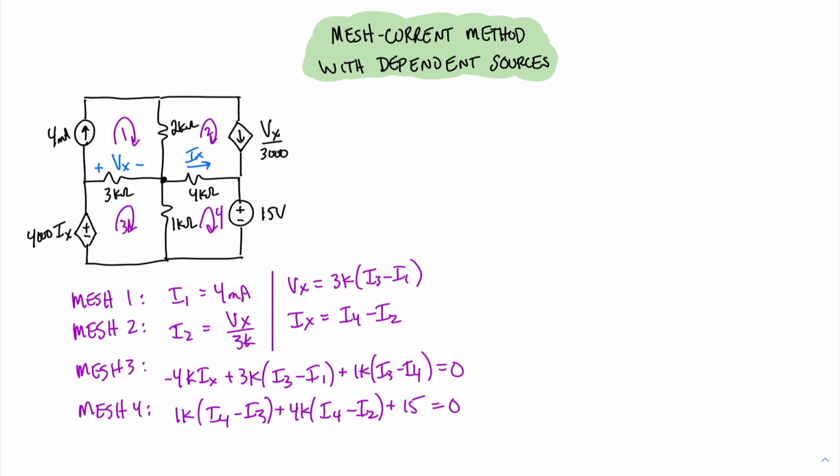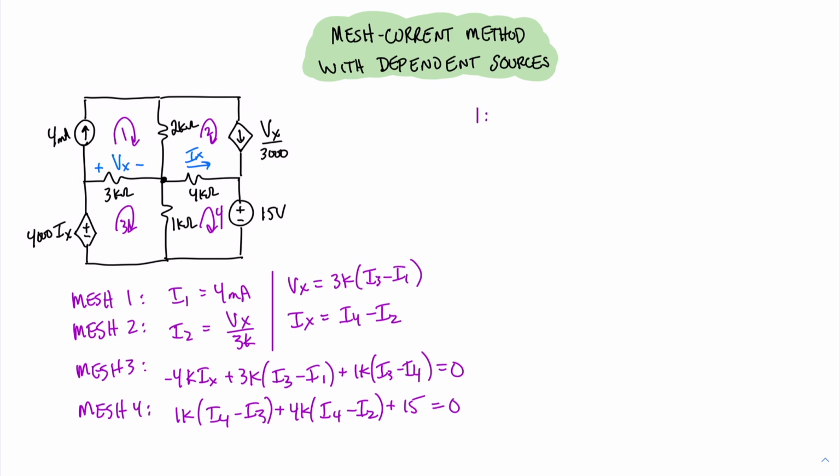So now that we have our 4 mesh current equations, we can start the process of simplification in order to solve fully. The first simplification is to plug in Ix, which is I4 minus I2. The other simplification is that anywhere we have an I1, of course, we'll plug in 4 milliamps. That would occur right here in the mesh 3 equation. So performing the simplifications, we'll rewrite everything up here on the top right.